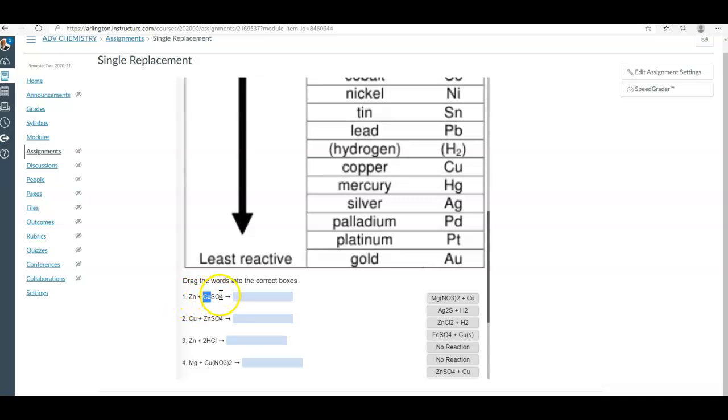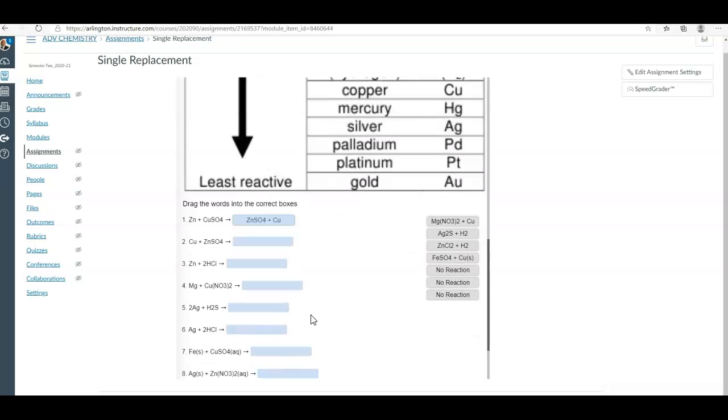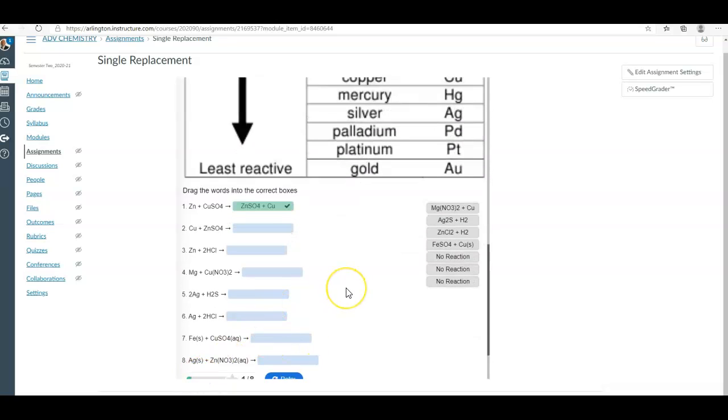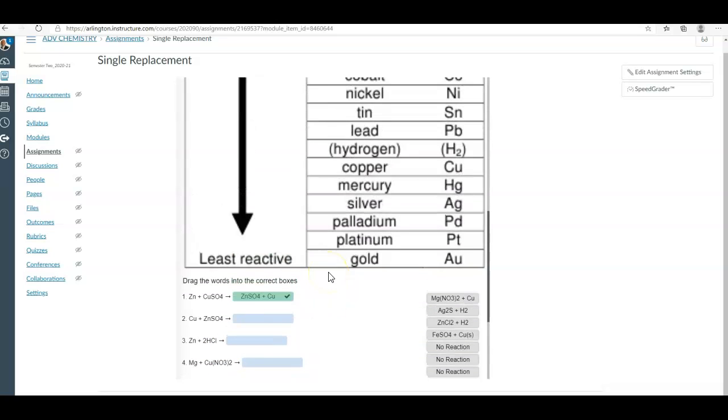So now it gives you zinc sulfate, and then copper will be by itself. So that's why I'm going to drag this into that spot right there. So if you check it, you're going to say that it's correct because it's a valid reaction. Now, if for example, this second part, copper, can copper replace zinc? No, exactly. Why not? Good. It's less reactive. Perfect. So in this case, it's going to be no reaction because nothing's going to happen.